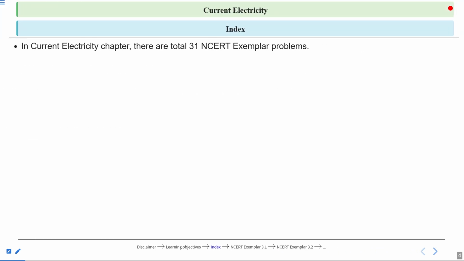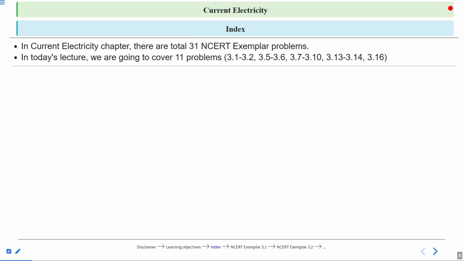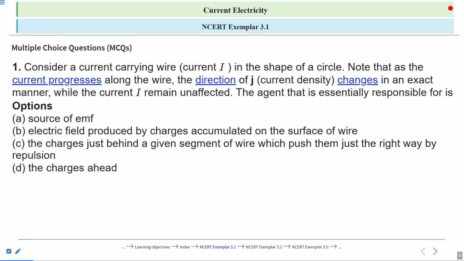So the topics that we are going to cover today. In the current electricity chapter, there are total 31 NCERT example problems, but in today's lecture, we are going to cover 11 problems, which are 3.1, 3.2, 3.5, 3.6, 3.7 to 3.10, and 3.13, 3.14, and 3.16. So the first NCERT example problem, which is 3.1, is a multiple choice question.